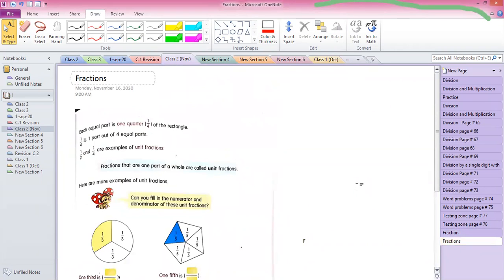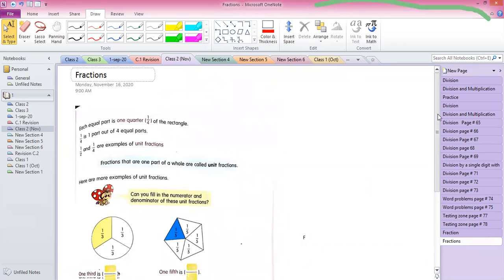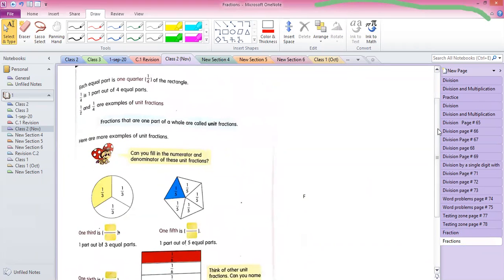So fractions that are one part of a whole are called unit fractions. So we'll study about unit fractions also. Whenever we have one part of a whole in a fraction, these fractions are known as unit fractions. Here we have some more examples of unit fractions.